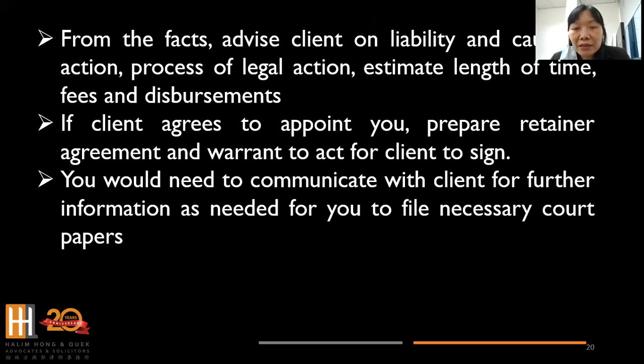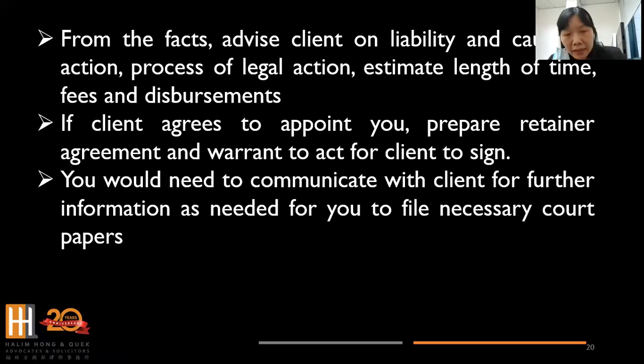So from the facts, advise the client on liability and cause of action, the process of legal action, the estimated length of time, fees and disbursements. So this is usual. Whatever areas of practice, you need to explain to the client the liability, the cause of action, the process, and what procedure will be involved. The client will always ask how long this will take and how much it will cost, the fees and disbursements. That's where you provide all this information, and then it's up to the client whether they want to appoint you at this stage.